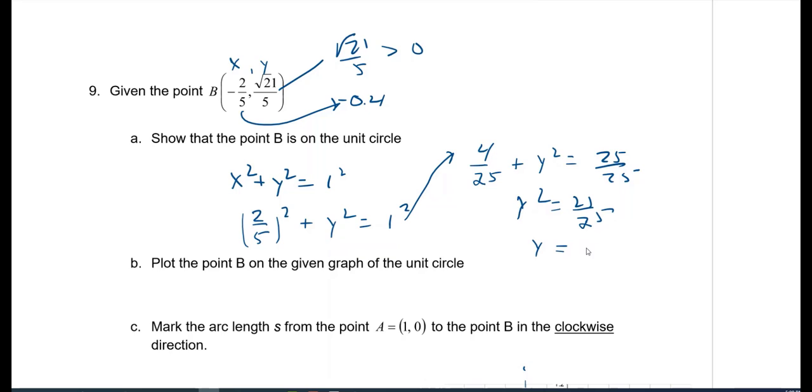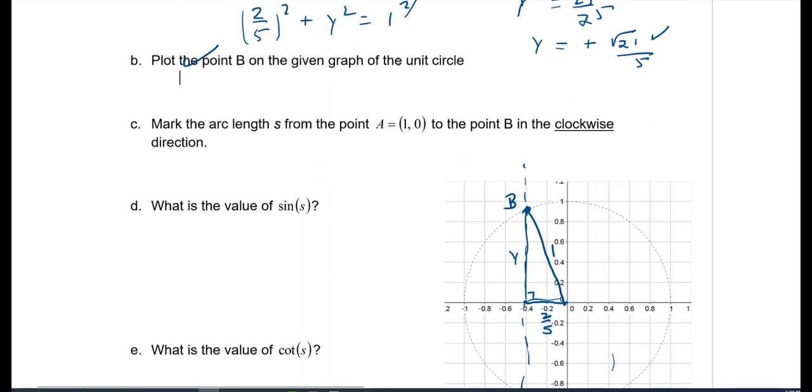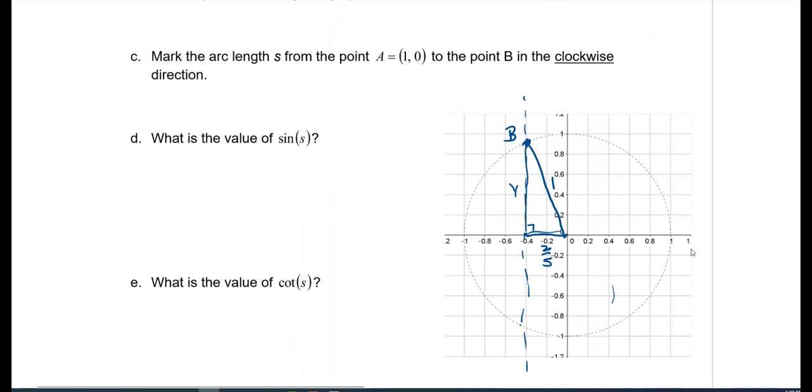And so y is equal to the positive or negative square root of 21 over 5. And I can ignore the negative again because it's a distance along, it's a side of a triangle. So this is correct. That means that this point is in fact on the unit circle. So we've showed that it's on the unit circle. We've plotted the point B, and then to mark the arc length, we start at point 0, and we move in the clockwise direction. So clocks go this way, so we go the long way around the circle, following the path of the circle. This is an arc.